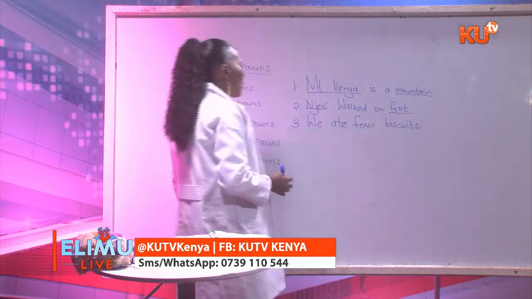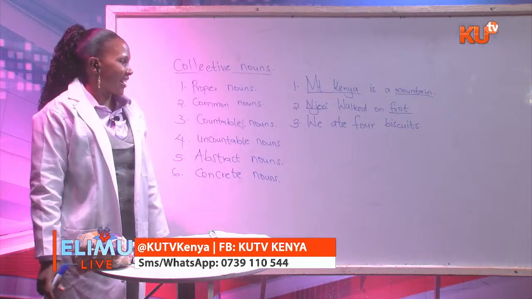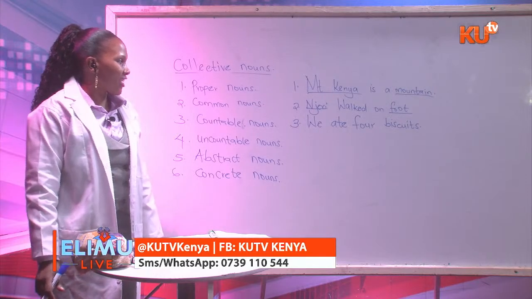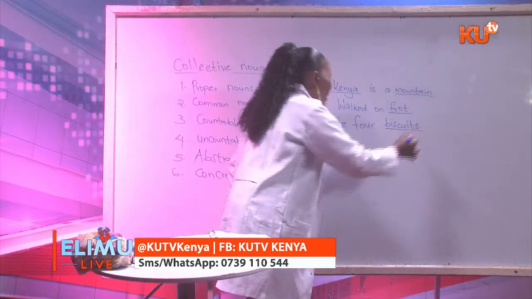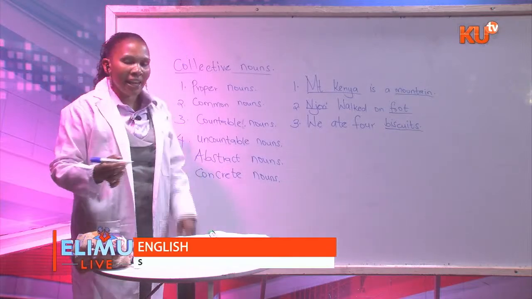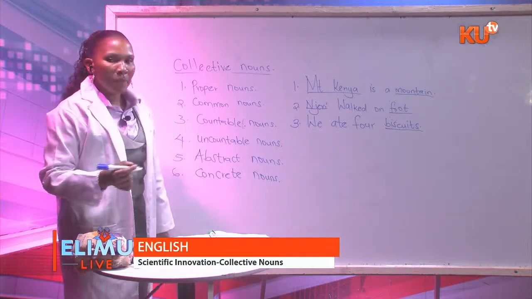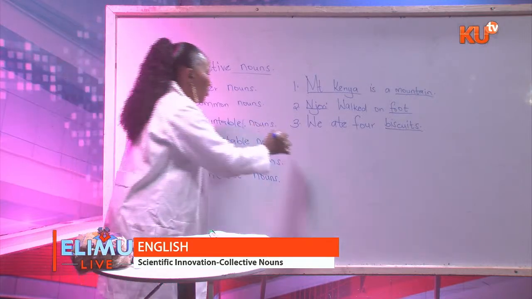We ate 4 biscuits. I know you understand now what nouns are. You can already see we have a noun here. The noun is biscuit. How many did we eat? 4. This is a countable noun. Well done. Now we go to the next one.